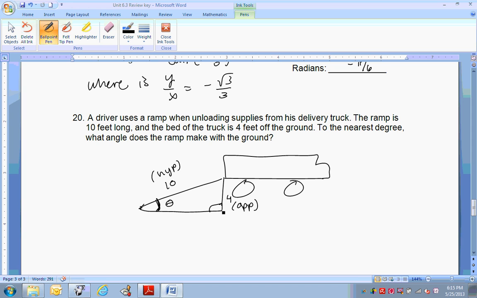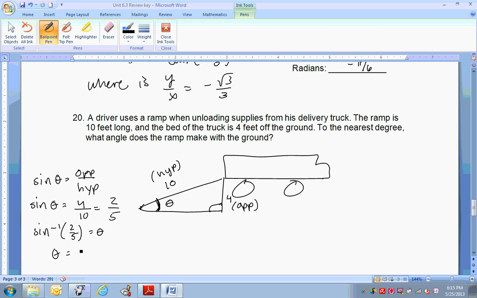So we have opposite and hypotenuse, so that's sine. We know sine of theta equals opposite over hypotenuse. Well, let's fill in what they gave us. Sine of theta equals 4 over 10. We are looking for theta, and 4 over 10 is 2 over 5. So this becomes sine inverse of 2 over 5 equals theta. And when you type that in your calculator, you should get 23 point something degrees, which rounds up to 24 degrees. So theta is 24.